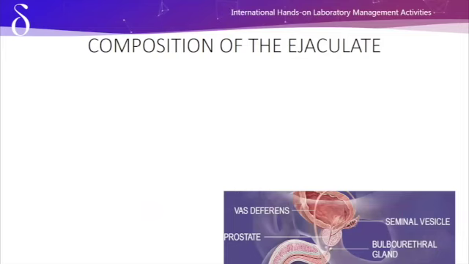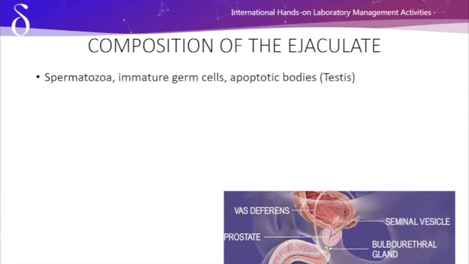So let's go to the composition of the ejaculate. Of course, in the ejaculate, there are cells coming from the testis, not only spermatozoa. We will see later on that also immature germ cells and apoptotic bodies are coming from the testis and may be present in the ejaculate.